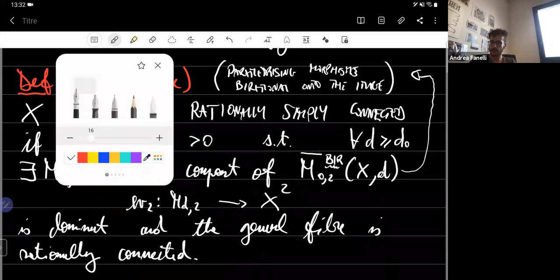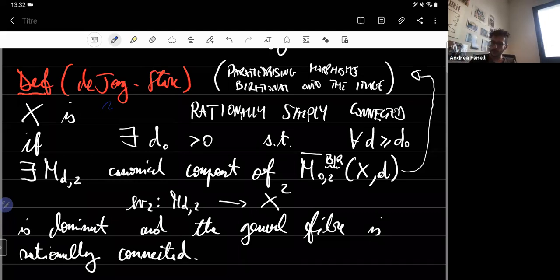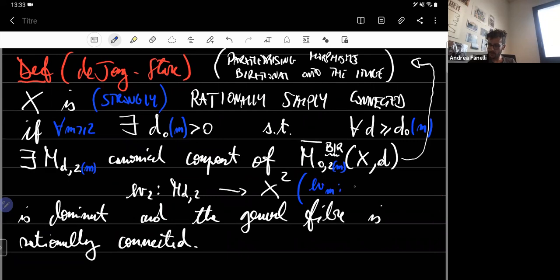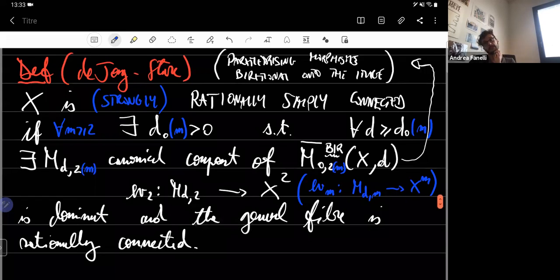So you need a strong version of rational simple connectedness, which I will add here. What you ask is that for every M bigger or equal than 2, there exists some D naught depending on M, such that for every D sufficiently large, there exists some canonical component of this moduli space, where you replace 2 with M, such that you replace the evaluation with the evaluation at M points, M_D to X^M. And you want all these fibers to be rationally connected. All right, I know this is a little weird to digest, but that's the definition.